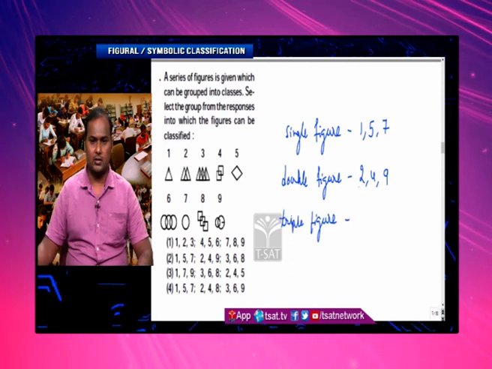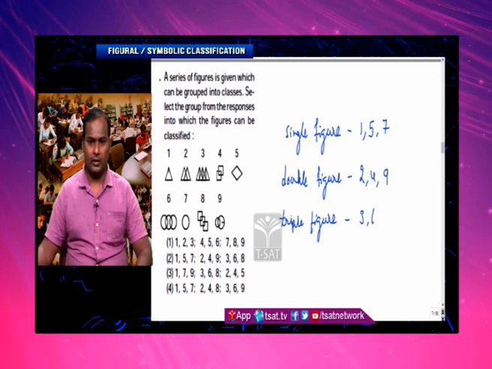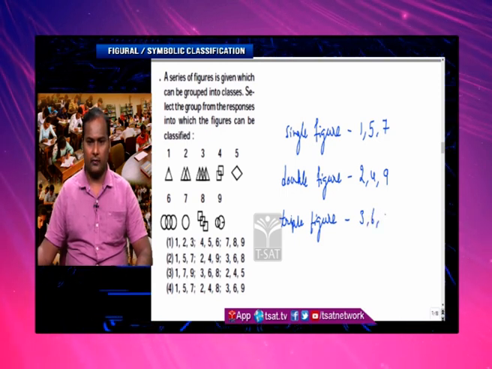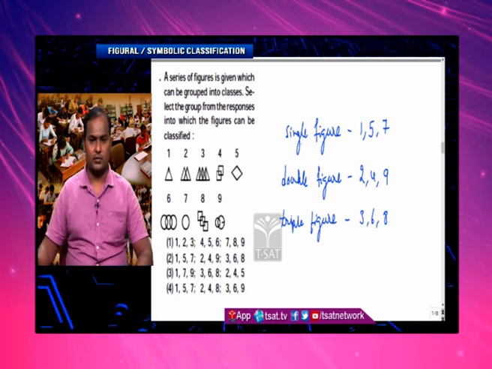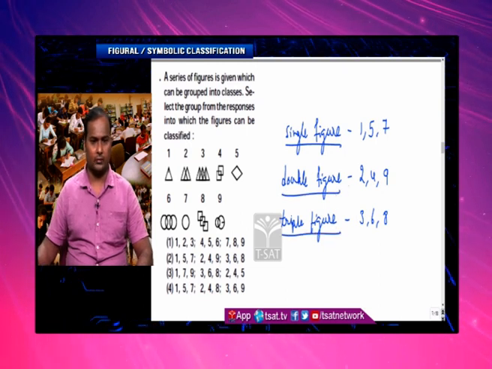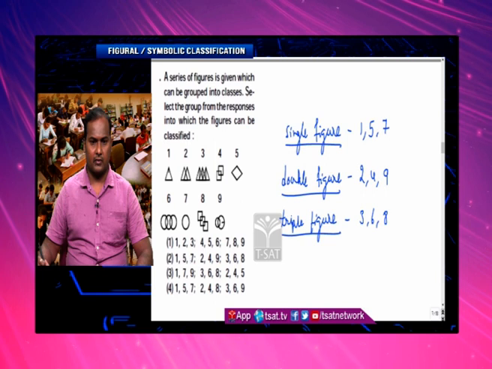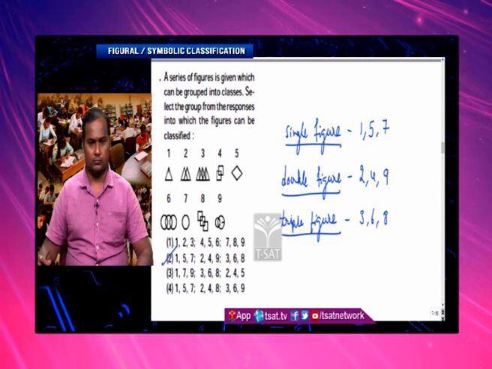Next, what are triple figures? Figure 3, figure 6 and figure 8. These are triple figures. So the classification is based on single figure, double figure and triple figure. So the answer is 1, 5, 7, then 2, 4, 9 and 3, 6, 8. So your answer is option 2.